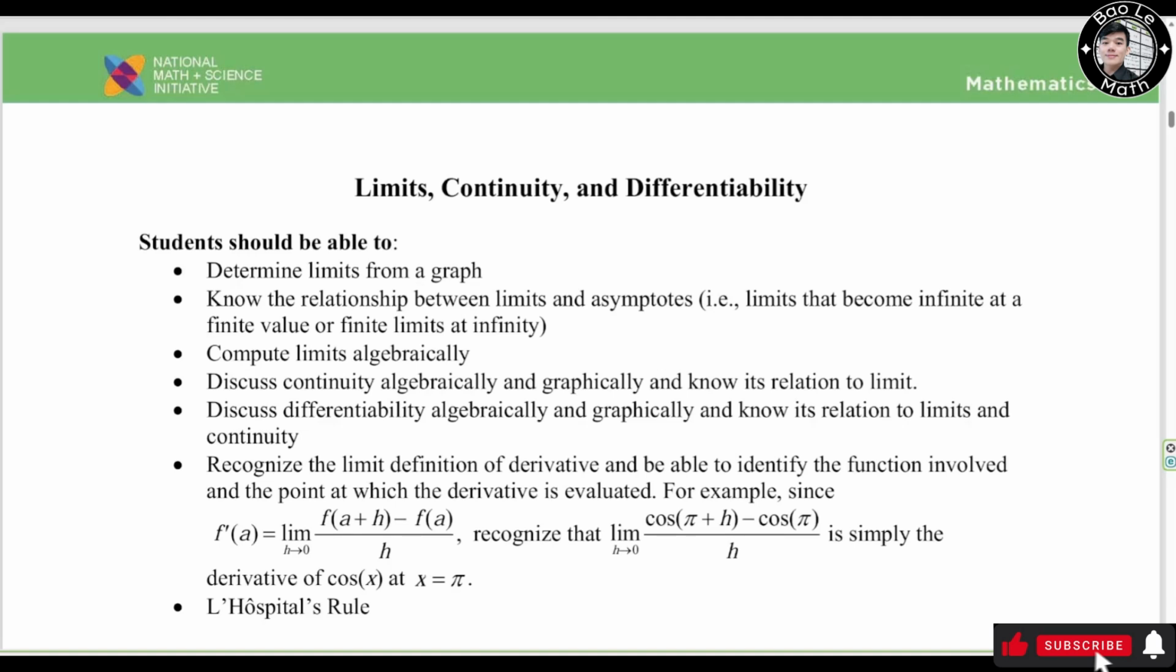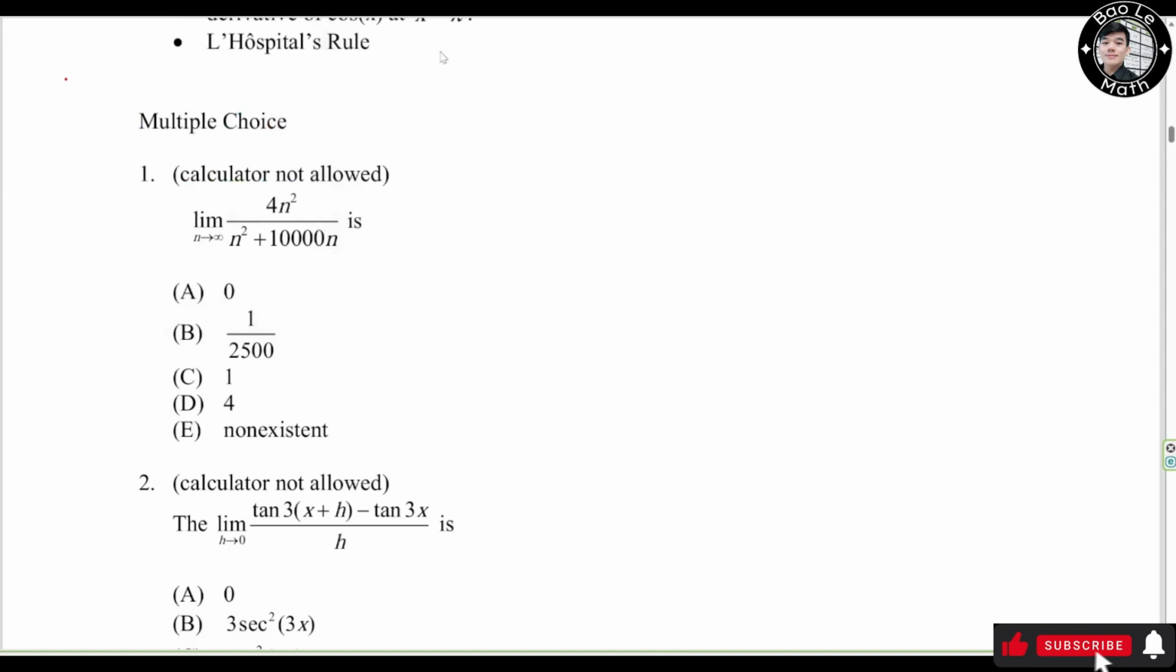Hello everyone, in this video we're going to review limits, continuity, and differentiability of Calculus AB and BC. First, we're going to review the following concepts. Number 1, the existence of a limit. A function f(s) has a limit L as s approaches c if and only if the limit of f(s) as s approaches c from the left equals the limit of f(s) as s approaches c from the right.